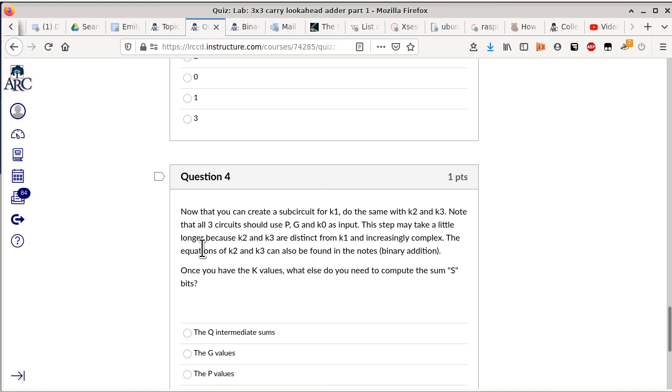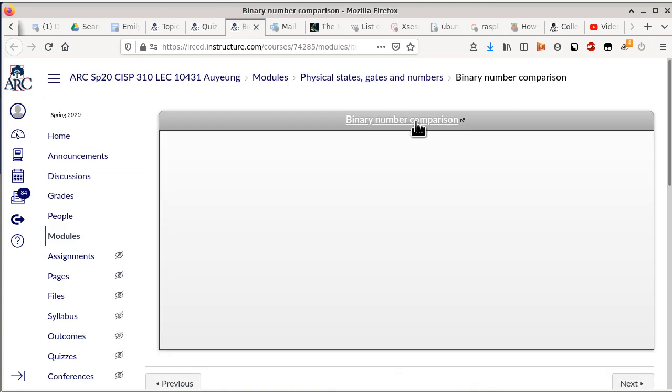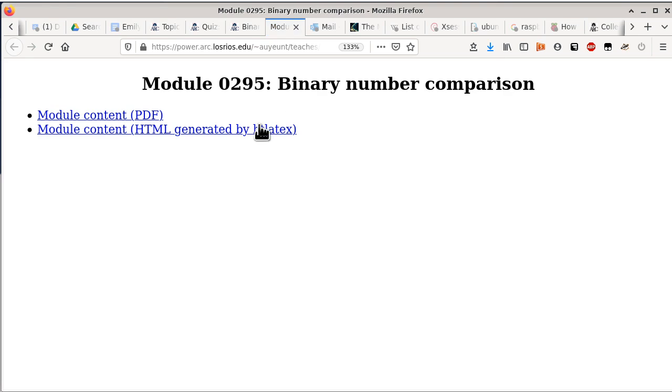No questions? All right, we're going to move on. So moving on, we are going to talk about binary number comparison. We are done talking about subtraction, so we are now moving on to comparison.